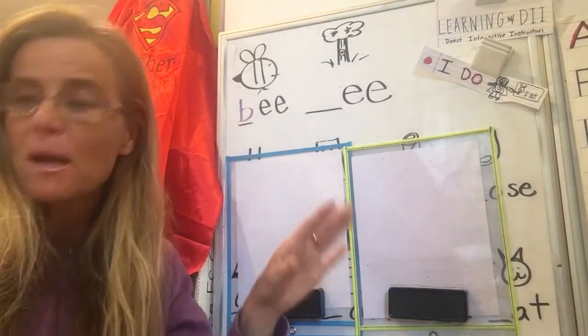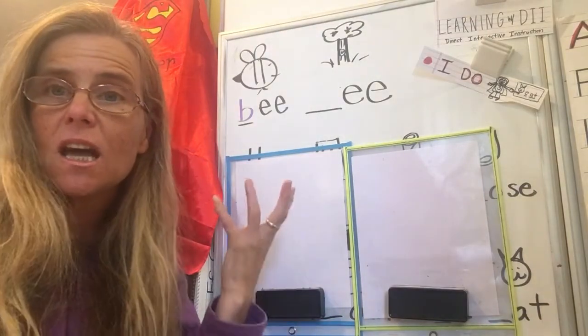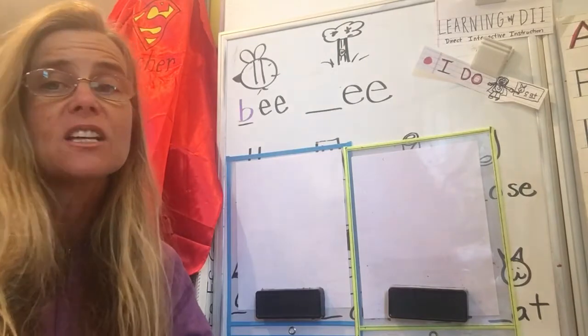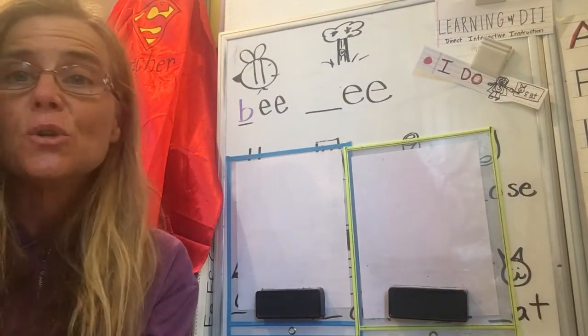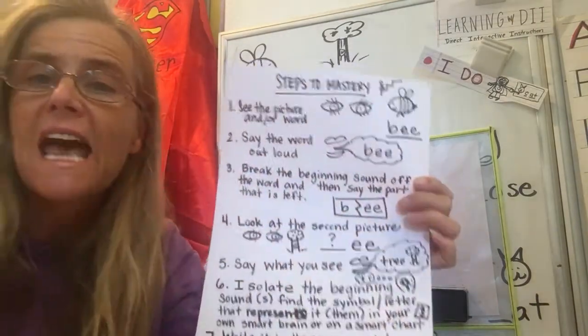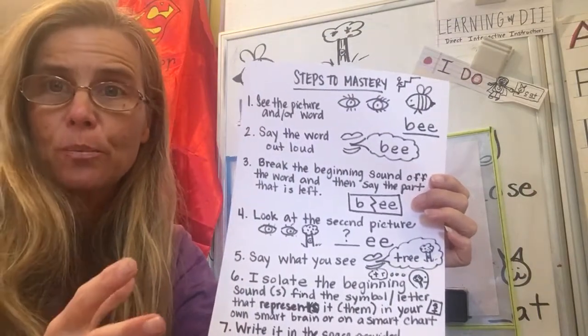So let's come to my board. You can see some pictures and you can see a word under one of them and some letters under another. So what I'd like us to do is do a steps to mastery chart. So let's think about the process. This is how I want you to think about the learning as you're approaching it.